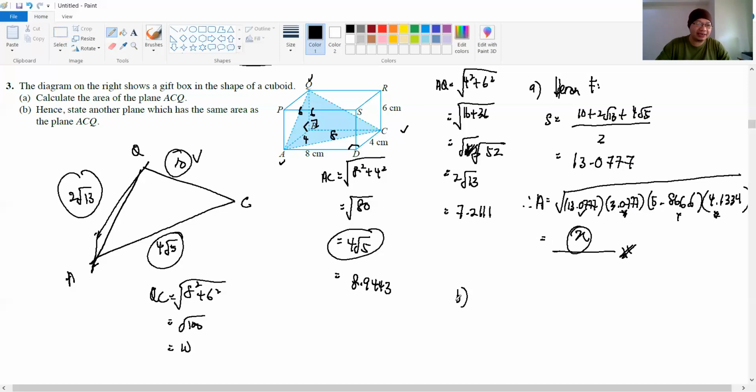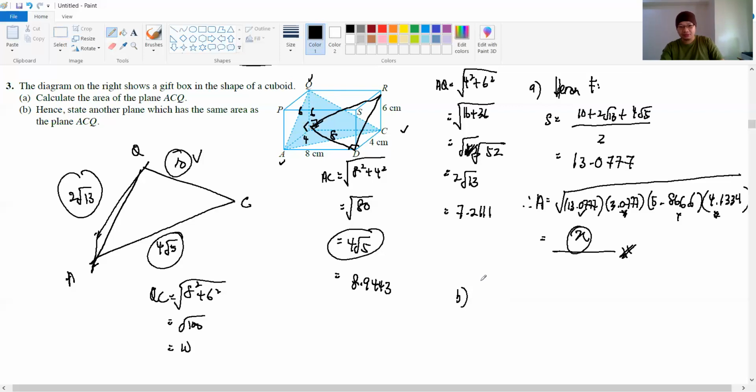For question B, state another plane which has the same area as the plane ACQ. The question didn't ask to calculate. Okay, the question is asking to find the plane that has a similar area to the shaded plane here. Okay, guys. So since we have ACQ as our base plane, our first plane, what is the next plane that has a similar area to this? So it will be BDR, because BDR and ACQ are actually reflections of each other.